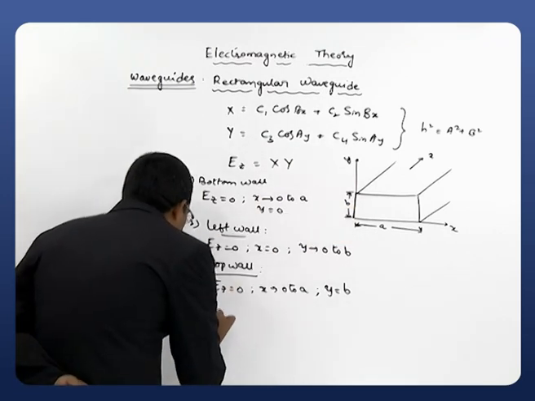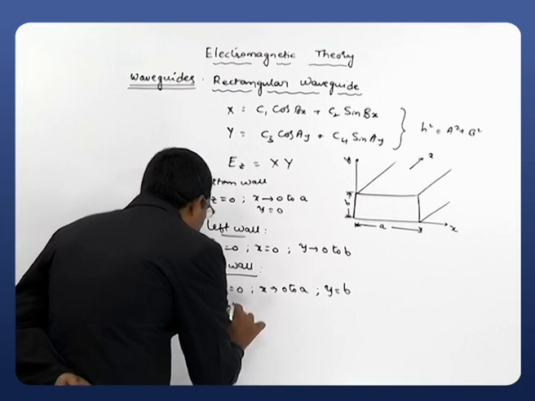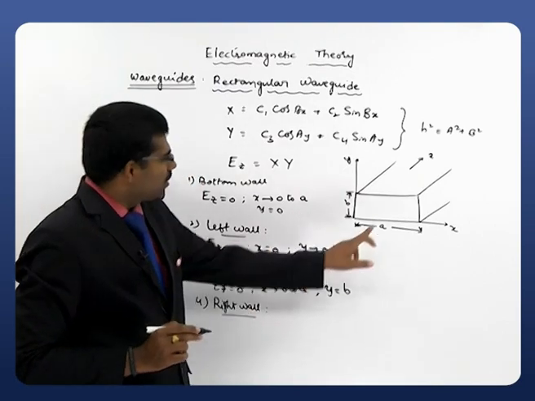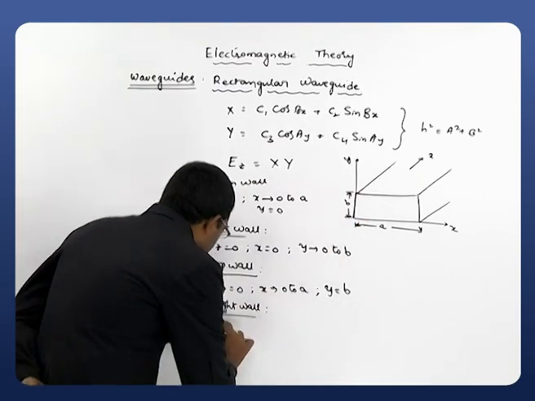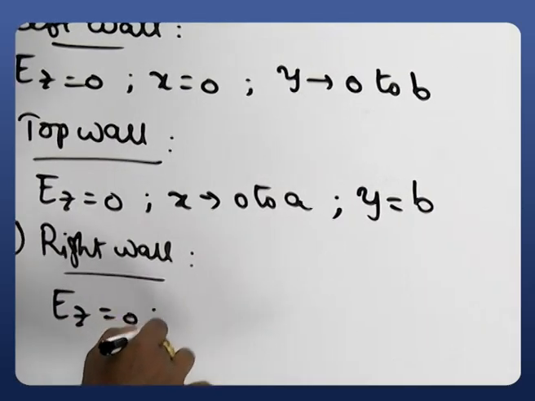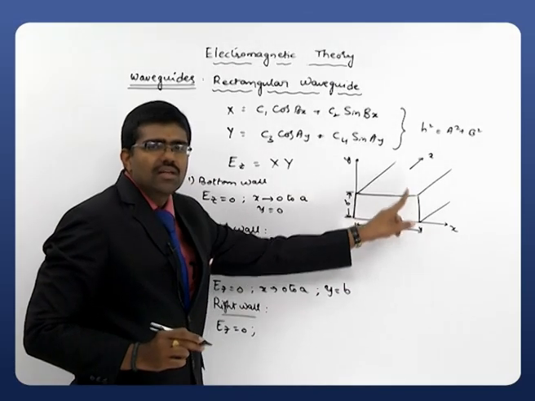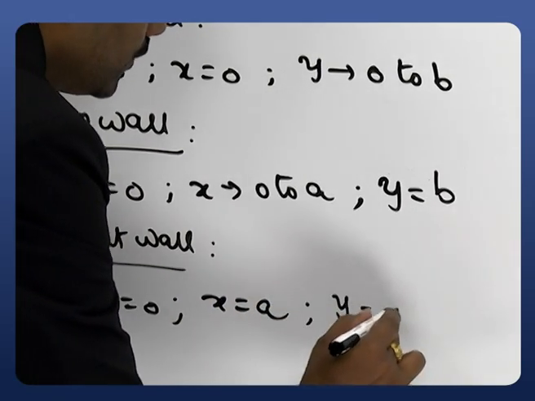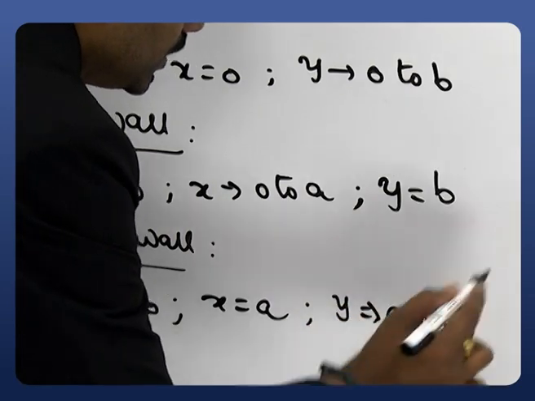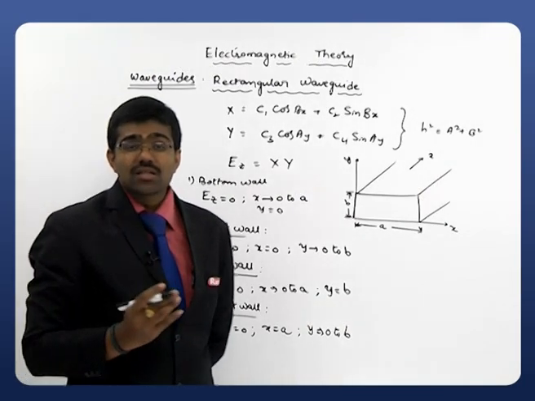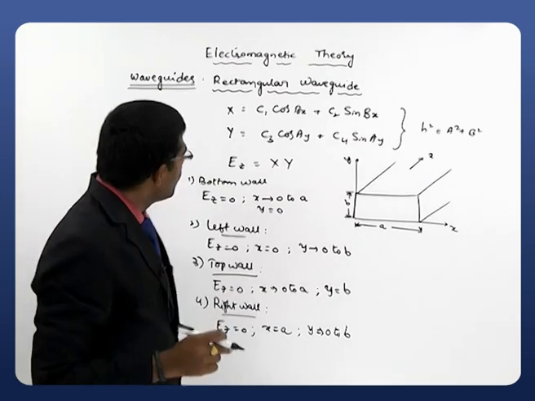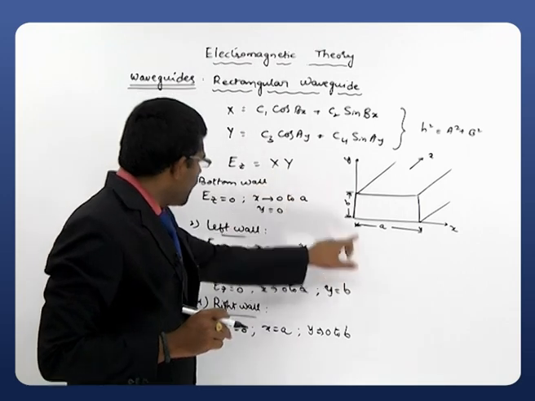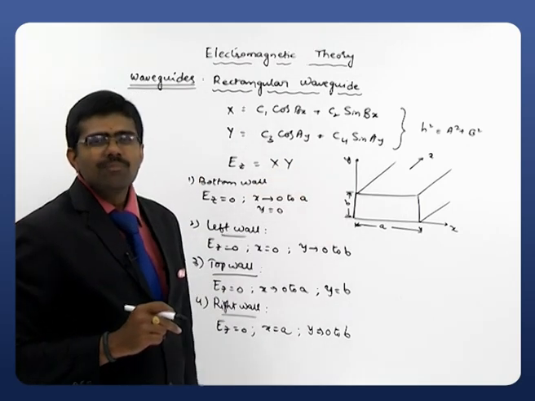Similarly, the right side wall will have conditions like this. For the right side wall, what is the tangential component of our electric field? Ez. Ez is equal to 0. And for the right side wall, what is the value of x? X is simply A. And y extends from 0 to B. Now we have 4 boundary conditions. These 4 boundary conditions will be useful for simplifying these equations, that is Ez. The Ez equation will be simplified using these 4 boundary conditions.